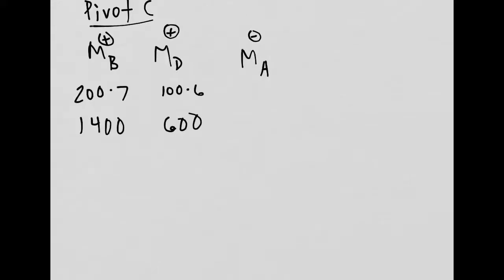So what do we have? We have 1,400 plus 600. What is that? It's 2,000 this time.